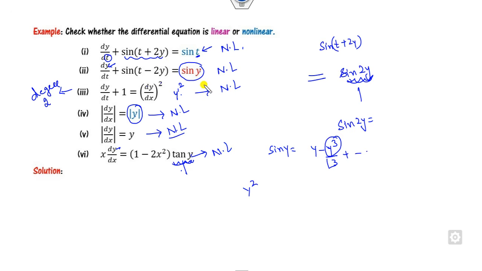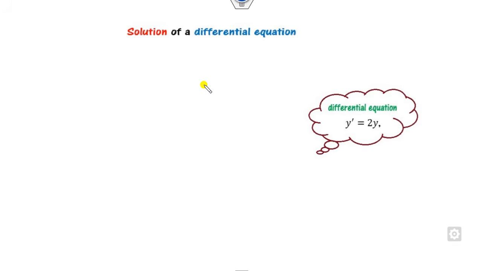So all are my non-linear functions. Now once you are defining the differential equation, then how you can find the solution of this? For example, this is my first order differential equation. I can write as here.